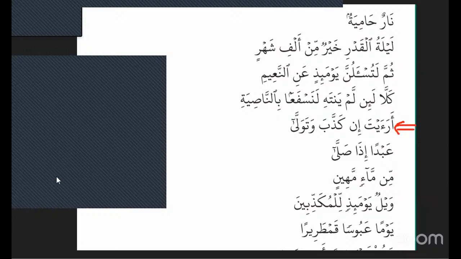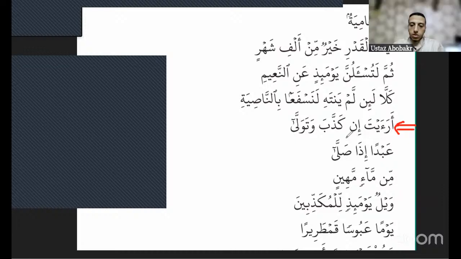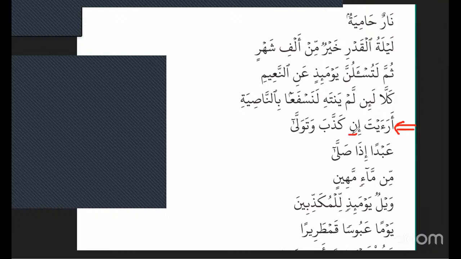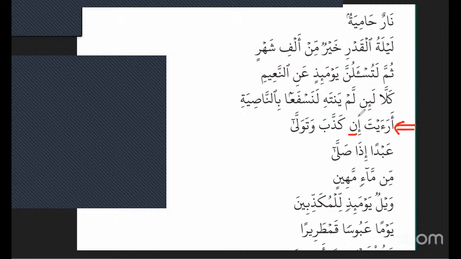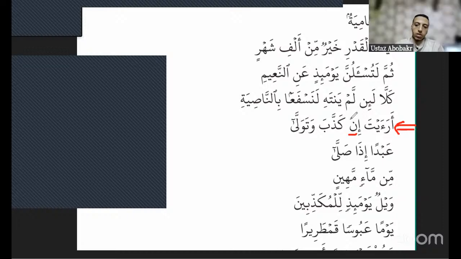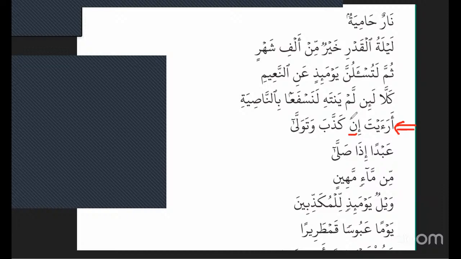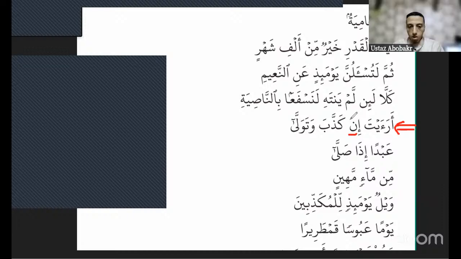Let me try this as well. أرأيت إن كذب وتولى. Good. Yes. So would you be able to know the rule we have here? This is a noon sakina. إن كذب. Okay, yes. There is a kaf after noon, so it will be the rule of al-ikhfa, which is hiding the noon and making ghunna. إن كذب. In kadhaba. إن كذب وتولى. MashaAllah. Barakallah feek.